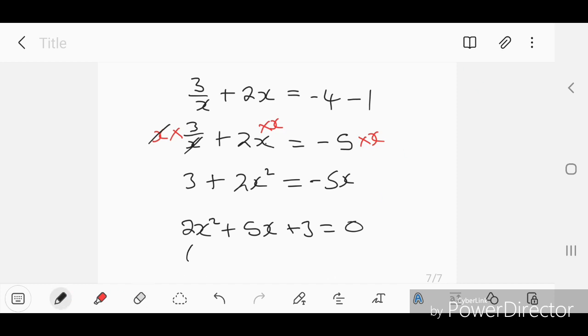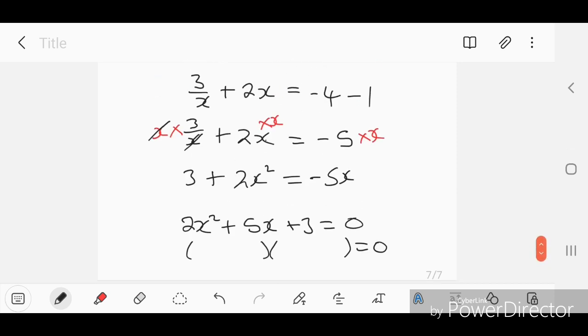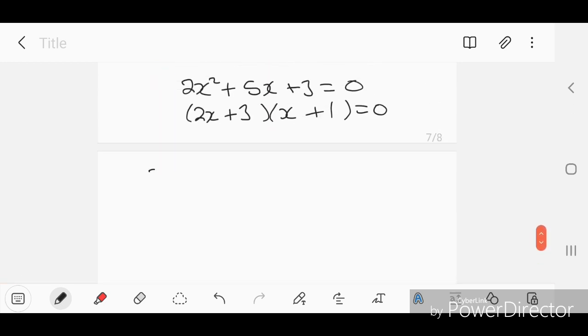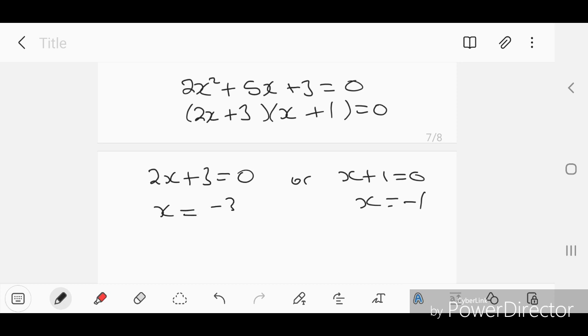So now I factorize the trinomials. If you don't know how to factorize trinomials, go and watch videos on that. So it's going to be 2x plus 3, x plus 1. Therefore, if I have it like that, I know that 2x plus 3 equals to 0, or x plus 1 equals to 0. So x equals to minus 1, or x equals to minus 3 over 2. So these are the x's that I found.